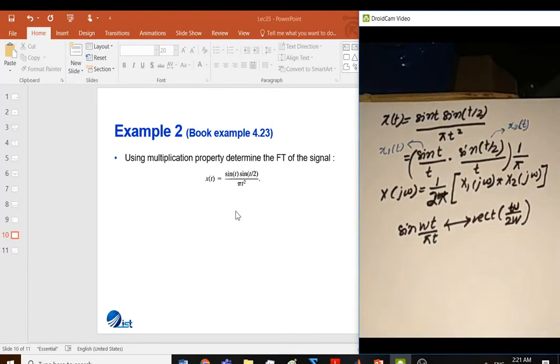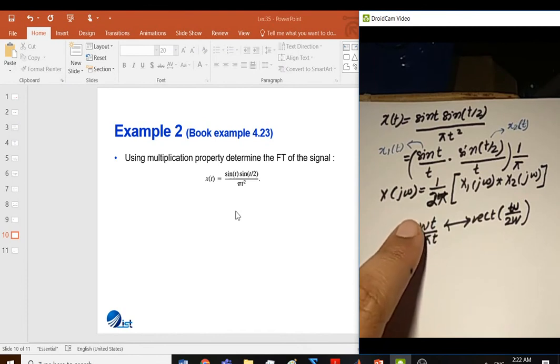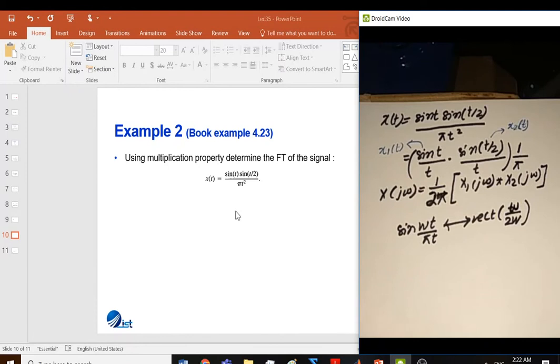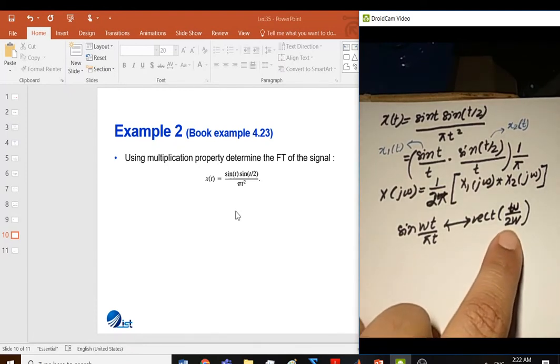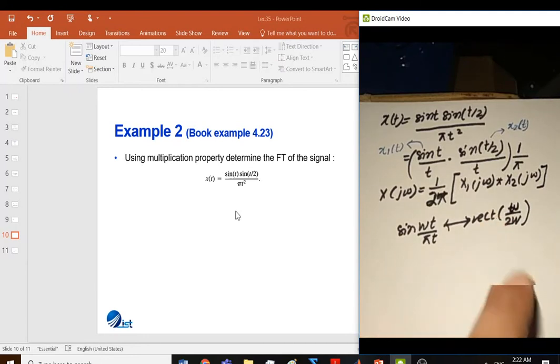So where capital W is the width, and for a rectangular function, this implies that the function occupies width capital W on the positive side and capital W on the negative side, because this is 2W.